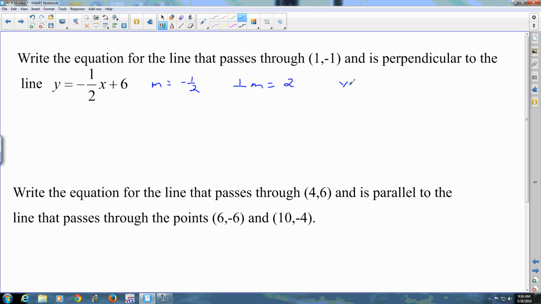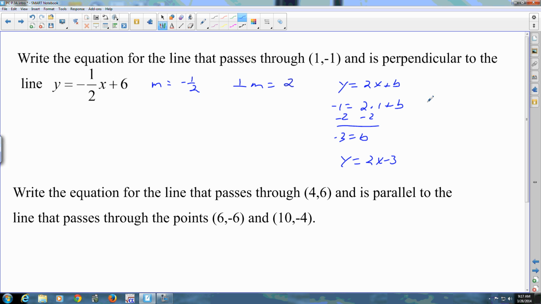So you guys can write y is equal to 2x plus b. You can fill this in. Negative 1 is equal to 2 times 1 plus b. That's 2. Subtract the 2. So you've got negative 3 is b. So your answer is y is equal to 2x minus 3.